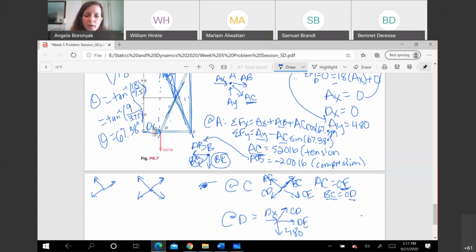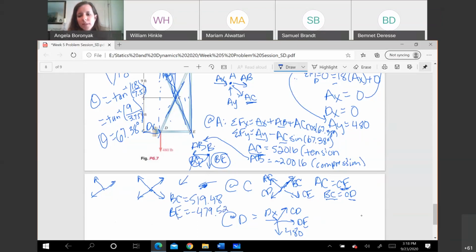So BC here, actually, if you want to know the answer I got for that one, to save us some time, is 519.48. And BE came out to be negative, which again meant compression, 479.5.